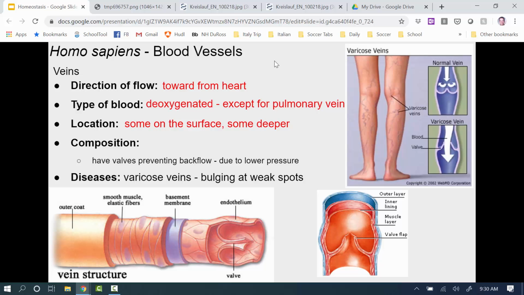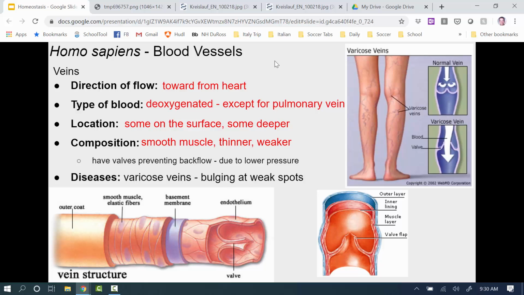But because there's lower pressure in the veins, they have a special structure. They have what are called valves. In our veins are these little valves, like one-way doors, these little flaps. Because there's not pressure forcing blood in one direction, those valves make sure the blood doesn't go backwards. When the blood goes through, it can't come back the other way because of these valves.